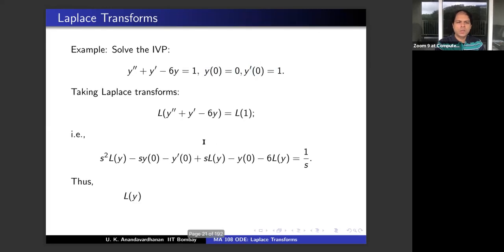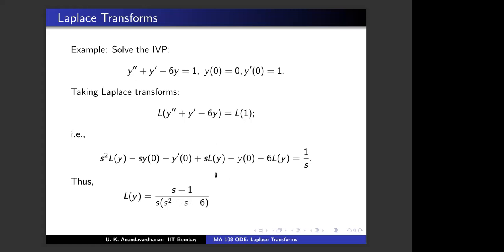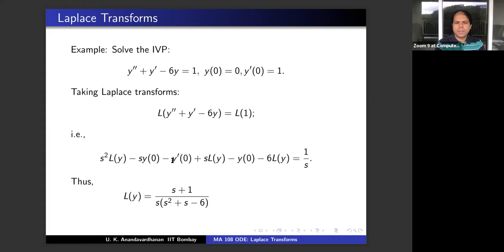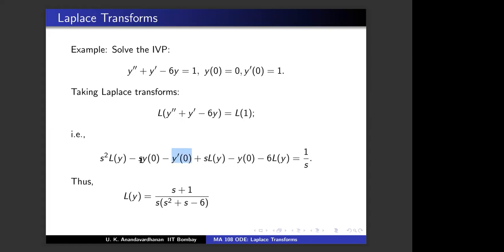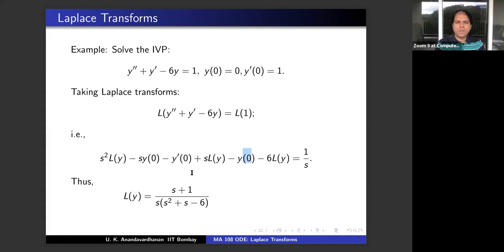Now you substitute y of 0 is 0 and y prime 0 is 1. Make the substitution. So you will get s square plus s minus 6 times L of y. This goes, this is minus 1, so you will get 1 plus 1 by s. Y prime 0 is 1, so that is minus 1, and this goes away. So s square plus s minus 6 times L of y equals 1 plus 1 by s, which is s plus 1 by s. So you have divided. You agree? This is what you get.